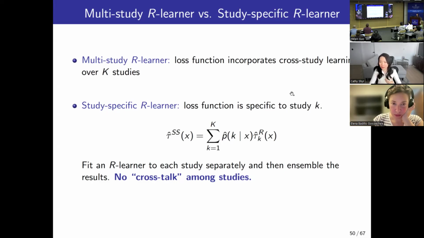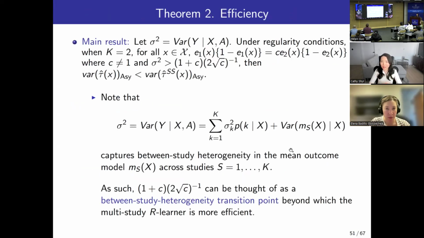The difference between these two estimators is that the study-specific estimator does not have any crosstalk or information borrowing across the studies because they're treated separately. So the second result is efficiency. If we let sigma squared denote the conditional error variance, under some regularity conditions in the two-study setting, for all x's, when the treatment assignment ratios are different, so this is saying E1 times 1 minus E1 is not equal to E2 times 1 minus E2 multiplied by some constant C, where C is not equal to 0.